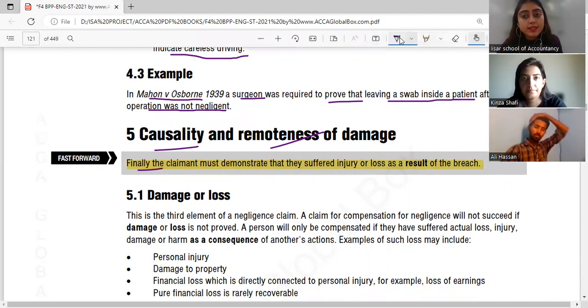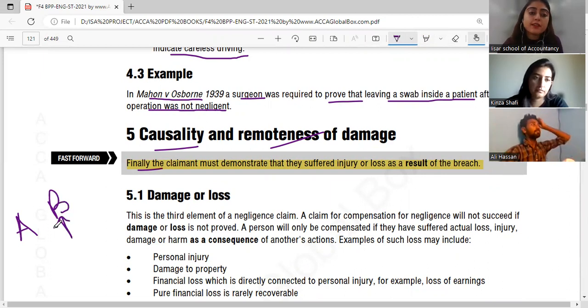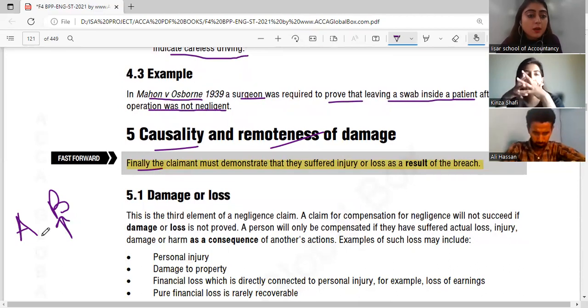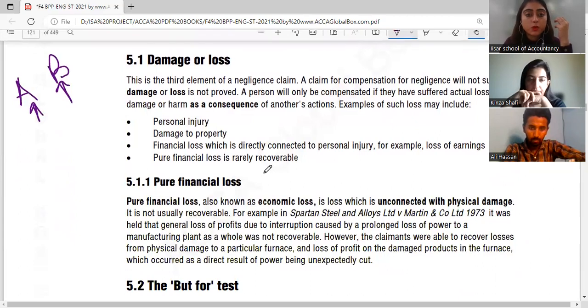Now, what they need to prove: there are two parties, A and B. B had a duty of care towards A. B breached the duty of care. But the claimant needs to prove that he suffered loss because of this particular breach. It was not because of some other factor, but because of this particular breach that A has suffered loss. So that's what he needs to prove. That is the third point.